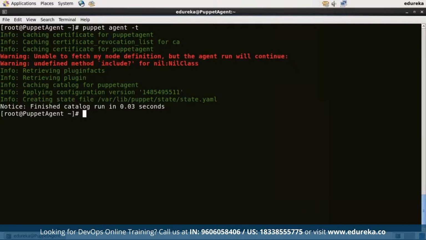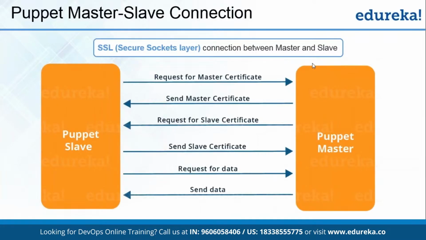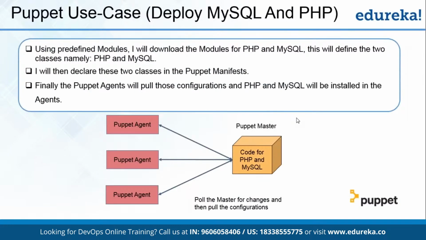Alright, so we have successfully established a secure connection between Puppet master and Puppet agent. I'll move forward and we'll see what use case I have for you today. What we are going to do in today's session is deploy MySQL and PHP using Puppet.